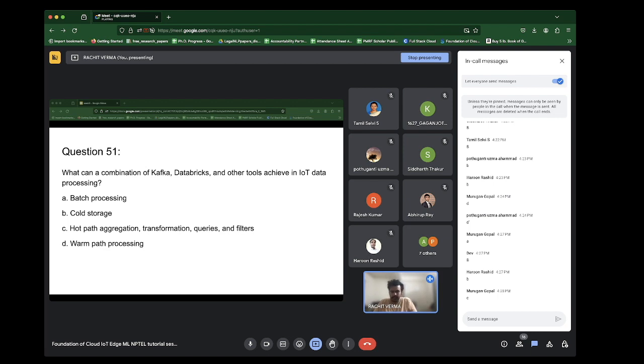So a combination of Kafka and Databricks, these tools put together would be used for stream analytics. Stream analytics will follow the hot path, and in that you can do real-time queries and real-time filtering. So hot path aggregation, transformation, queries and filters would fall there. Even though Databricks can do batch processing, here, if you look at the combination of Kafka, Stream Analytics and Databricks, they would be responsible for the hot path.